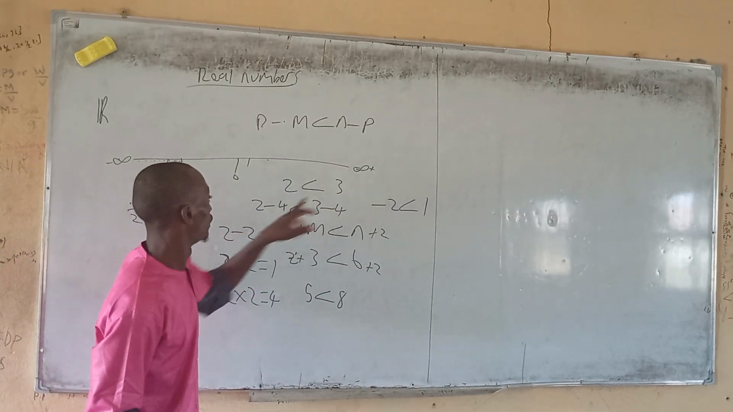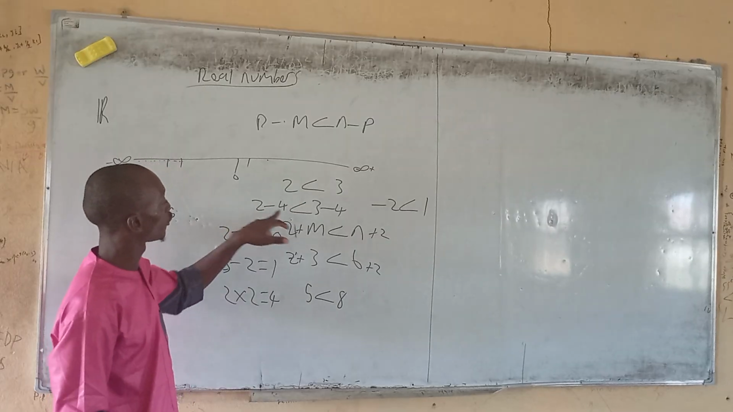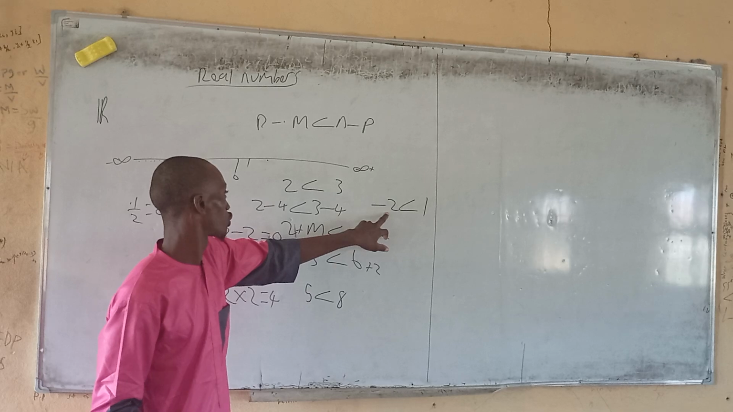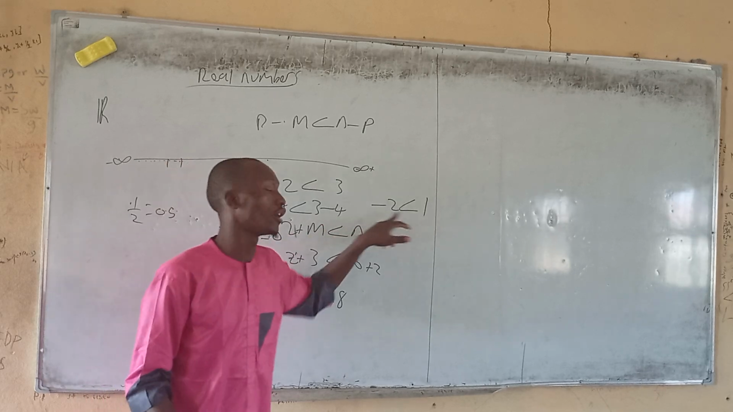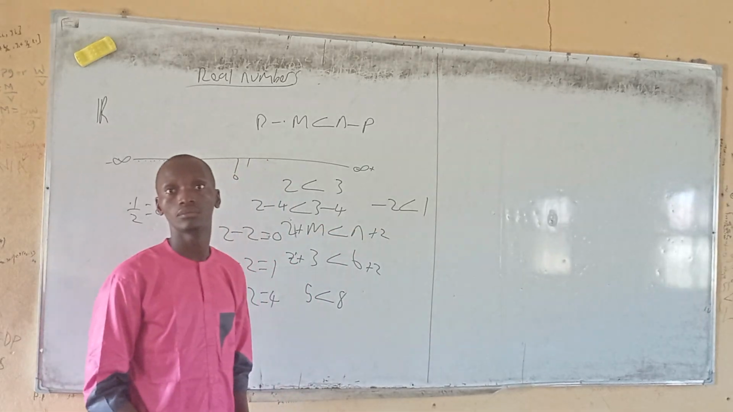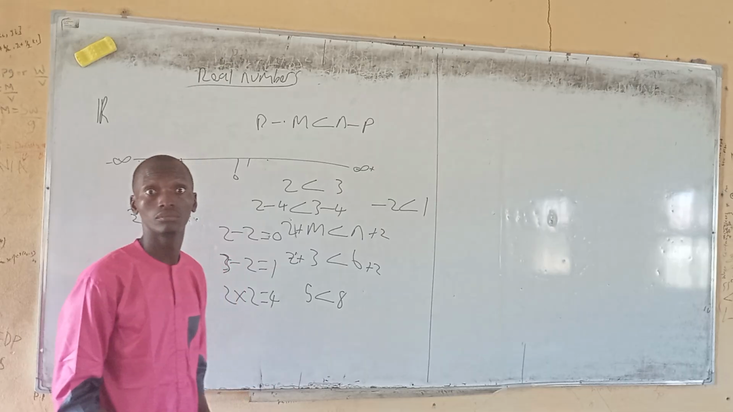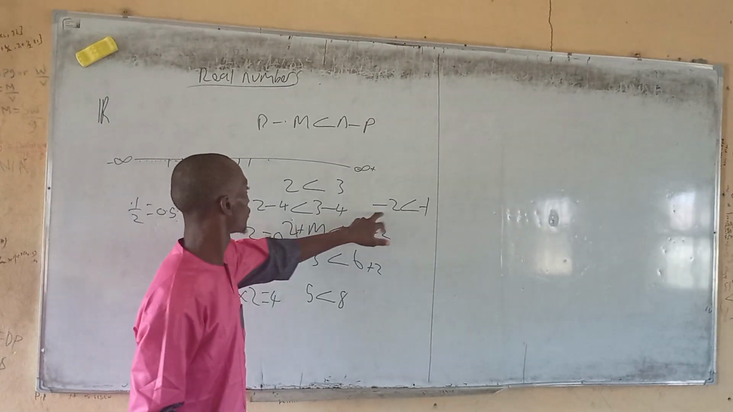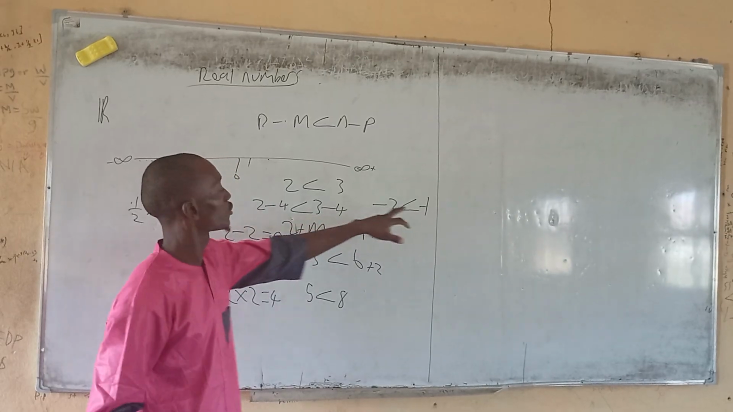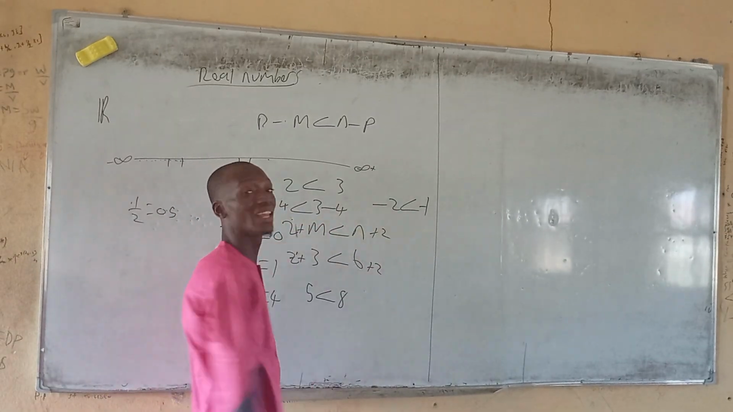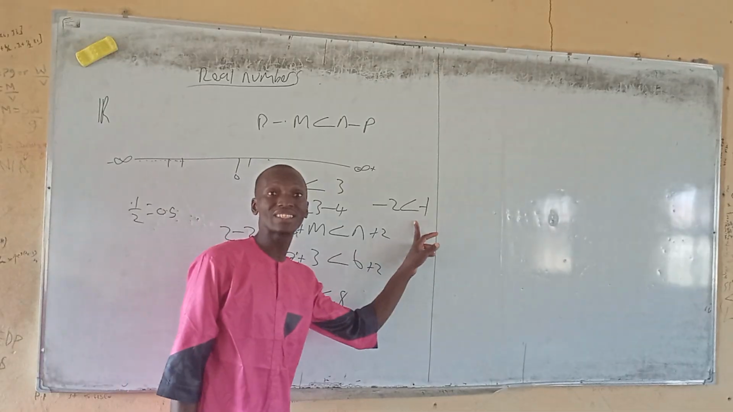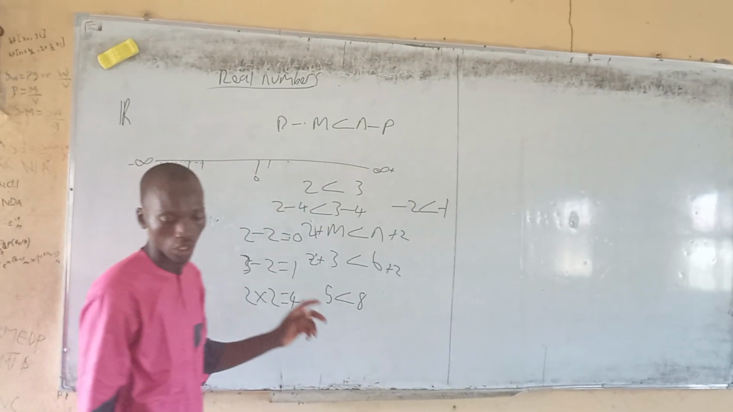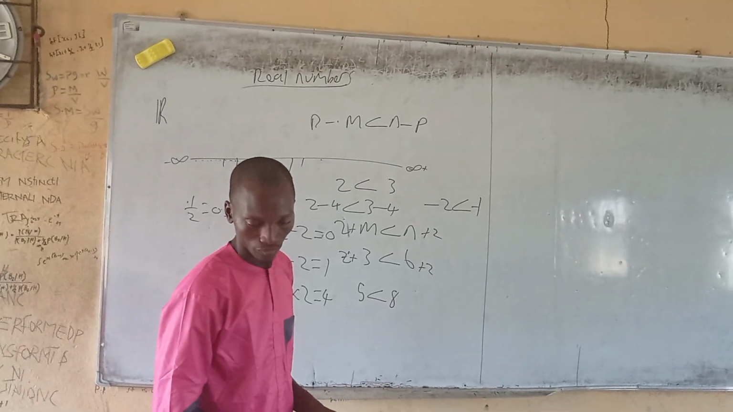2 is less than 3. Then subtract 4 from both sides. 2 minus 4 is less than 3 minus what? 4. 2 minus 4 will give us minus 2. Then 3 minus 4 will give us minus 1. Okay, so minus 2 is always less than minus 1, which is, minus 1 is greater than minus 2. That's called the order property. These things, they follow order.